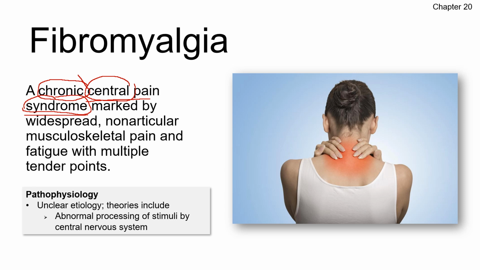And there are some theories about what exactly is happening. One of them is that there's some type of abnormal processing of external stimuli, and normal pain is amplified in the brain. So that's one theory. So these patients feel pain where people that don't have fibromyalgia wouldn't feel any pain.